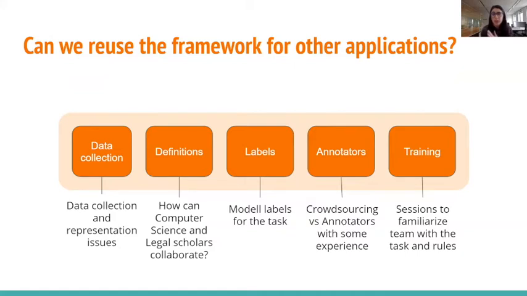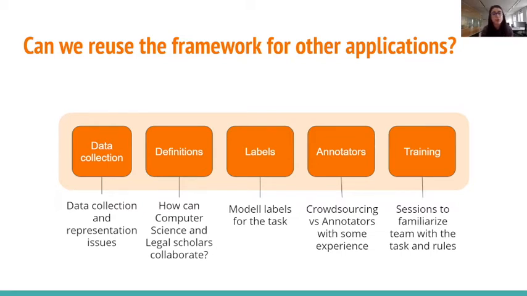So therefore, I also had a thought of, could we actually reuse this framework for other applications? And my opinion is yes. If we take a step back and look at the general overview of this framework, it has nothing to do specifically with just hate speech research or just social media annotation and so on. I think it can be applied for different projects that require annotation from specific fields like social sciences or the legal domain, and they mainly have the same ideas.